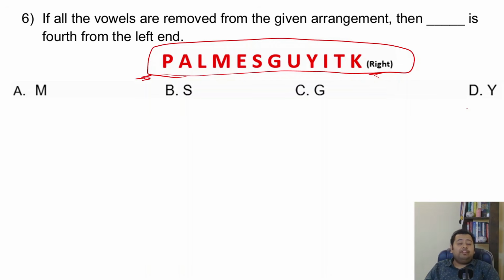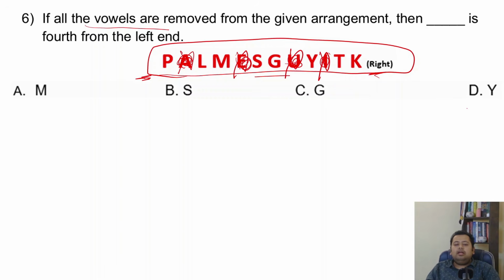Hope you had paused the video and solved it first before looking at it, right? So what we know is that there is an arrangement given and we have to remove all the vowels, right? So what are the vowels? A, E, I, O, U are called vowels. So A is removed. So A is removed. E is removed. U is removed, I is removed, right? So these are all that are removed.